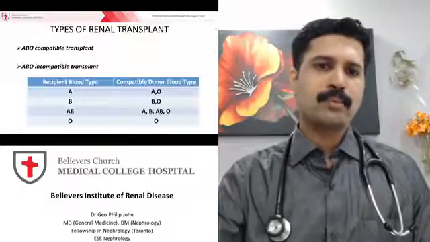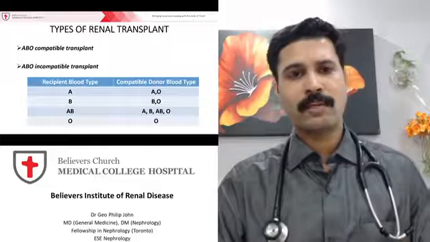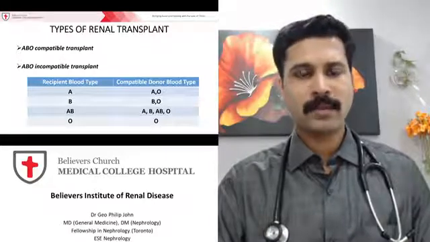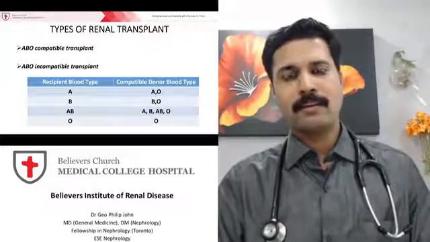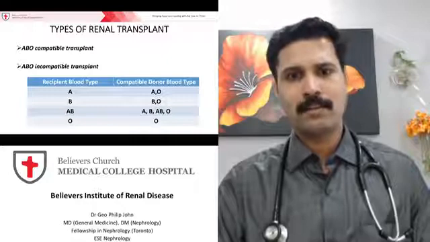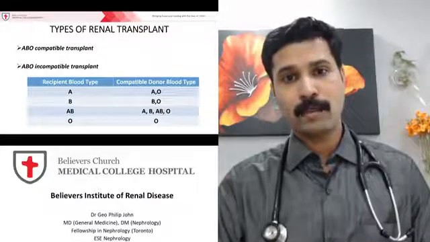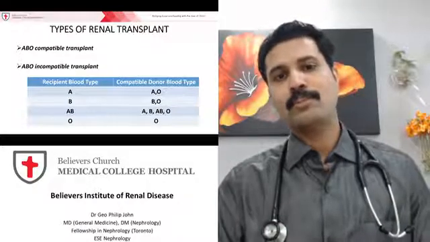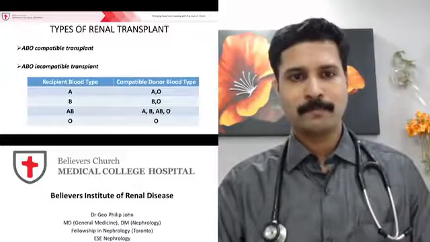There are two types of renal transplant. One is ABO-compatible renal transplant. The second one is ABO-incompatible renal transplant. The ABO-incompatible renal transplant requires higher levels of immunosuppression, including plasmapheresis or immunoadsorption, IVIG, and rituximab, in addition to the immunosuppression that we commonly use in ABO-compatible transplant.